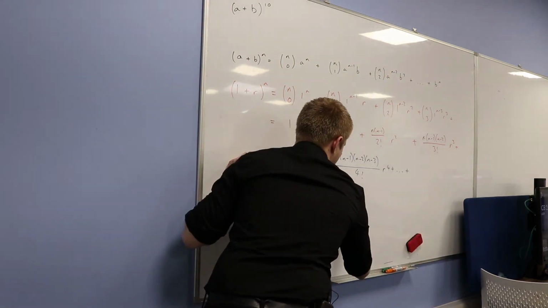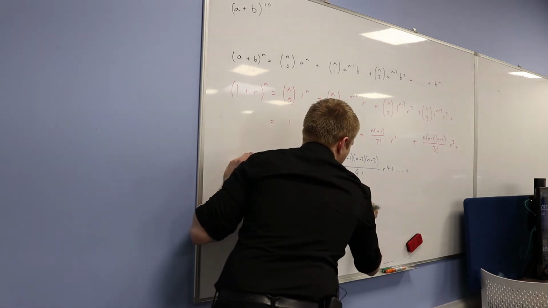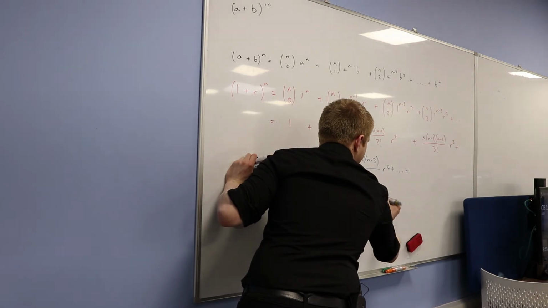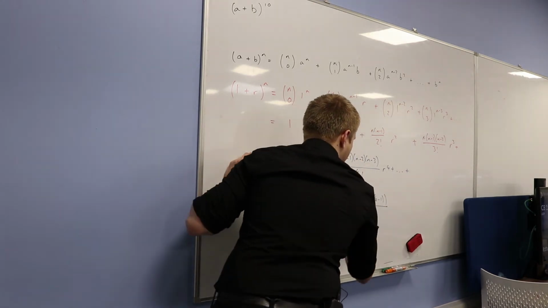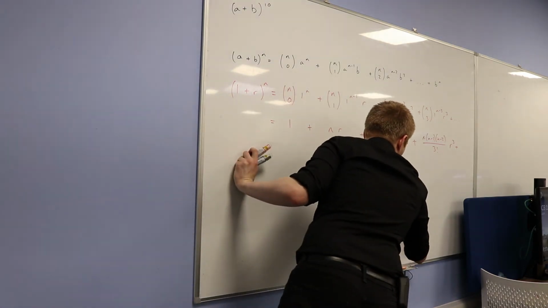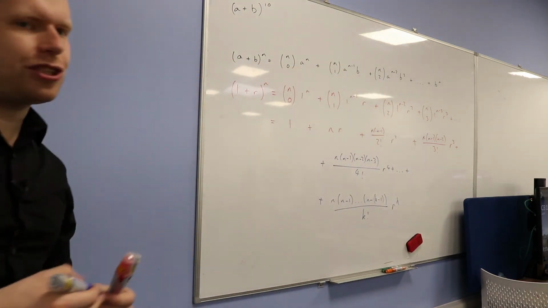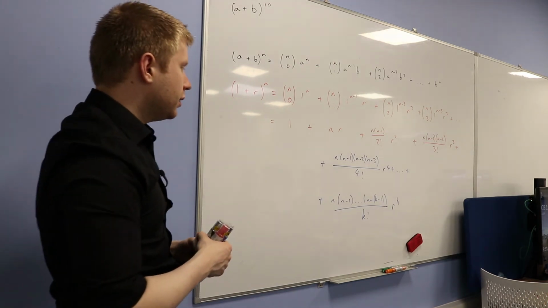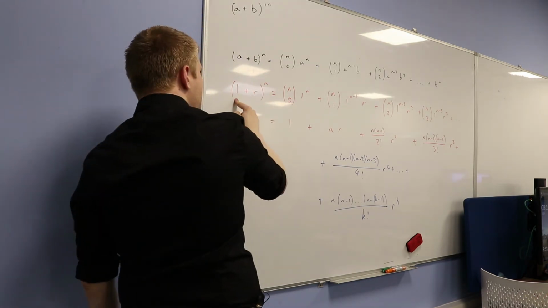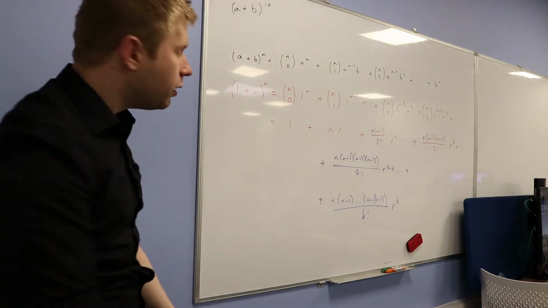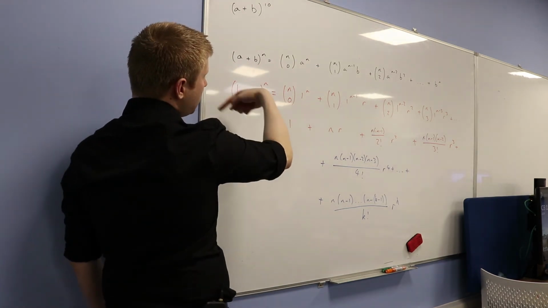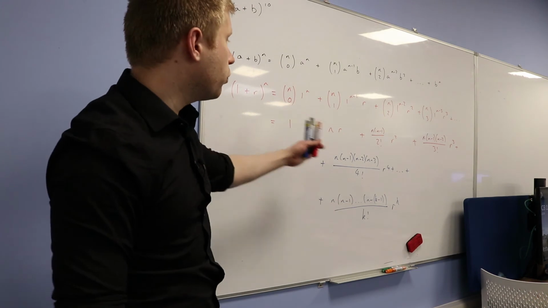So this would be a bit easier. n times n minus 1 times dot dot dot all the way up to n minus k plus 1. That's better. Divided by k factorial and then r to the power of k. So this would be my kth term, if you like, of my expansion. Is that okay? Yeah? So this is what happens if I take my first term of my binomial expansion being 1, and my second term is r, and then see what happens as I raise it to different powers.